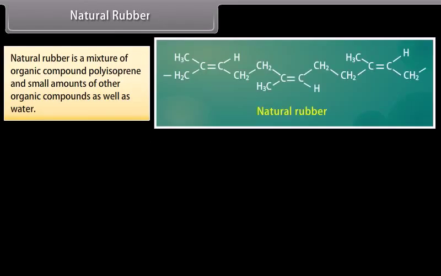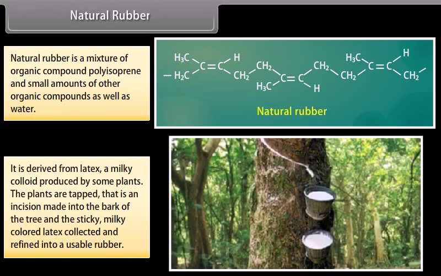Natural rubber. Natural rubber is a mixture of organic compound polyisoprene and small amounts of other organic compounds as well as water. It is derived from latex, a milky colloid produced by some plants. The plants are tapped, that is, an incision is made into the bark of the tree and the sticky, milky colored latex is collected and refined into a usable rubber.